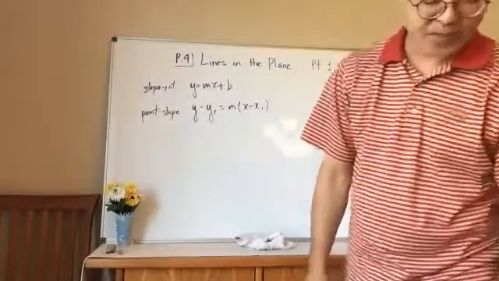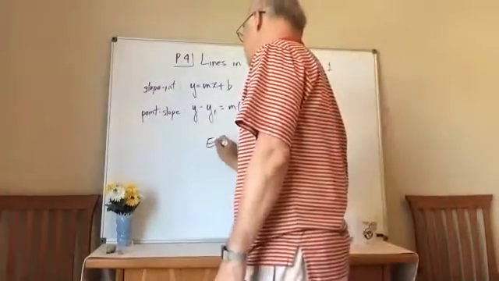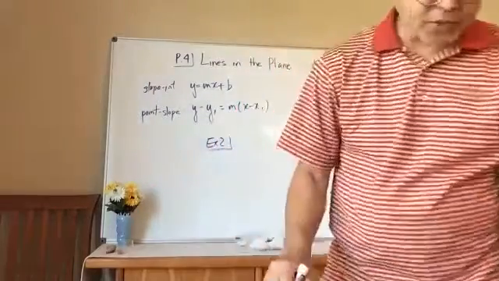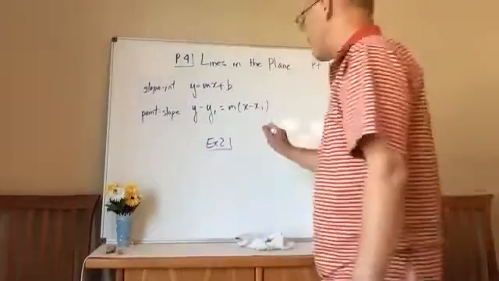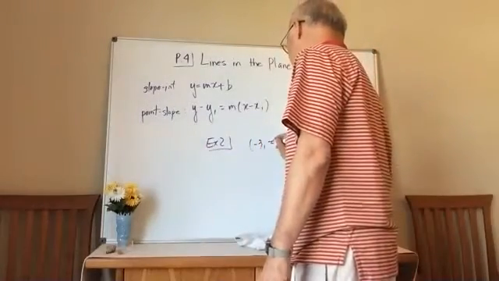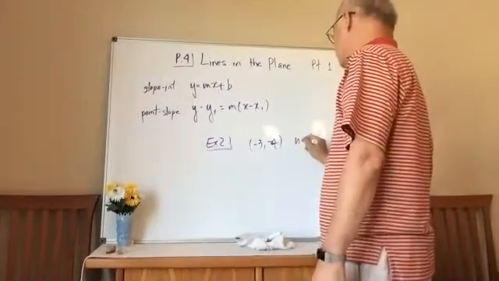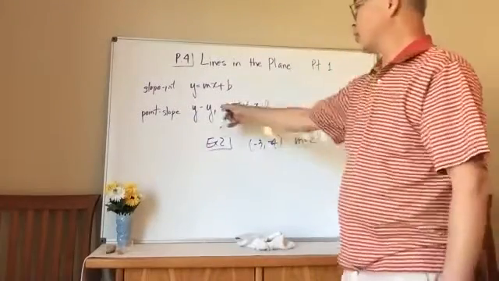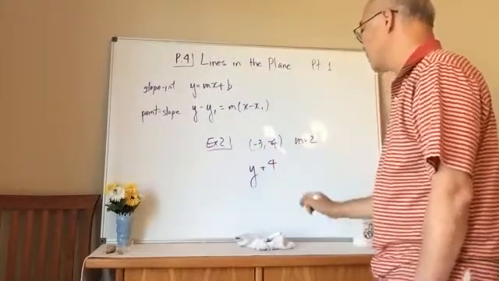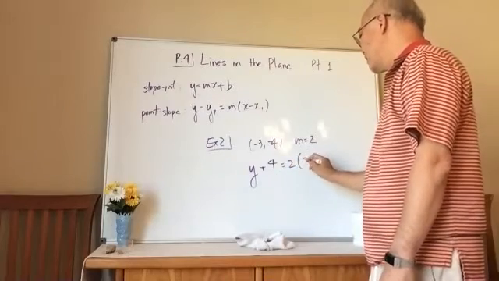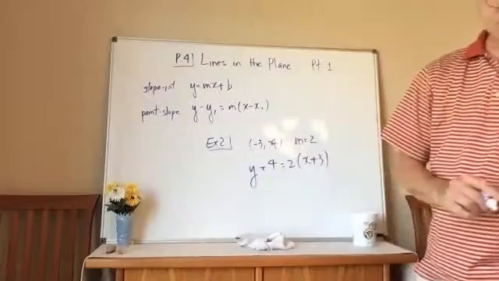So let's look at example number 2 and see if we can utilize this in a question. Use the point-slope form to find an equation of a line that passes through the point -3, -4 and has a slope of 2. I'll just put it in here. So I have y minus 4 is equal to slope x minus -3. So that would be the answer.